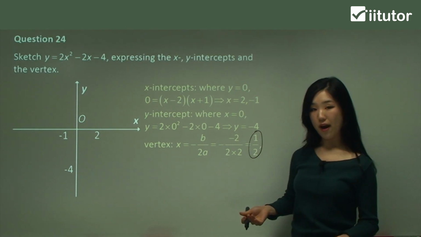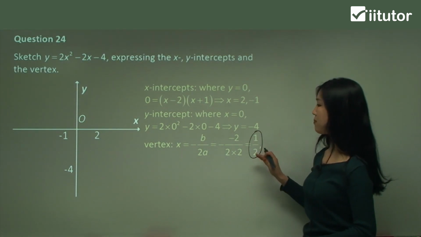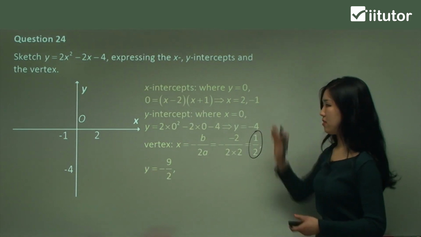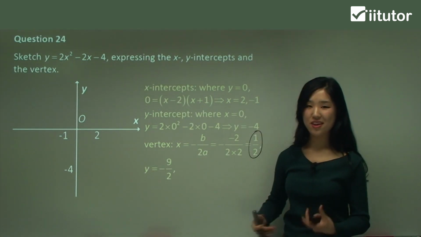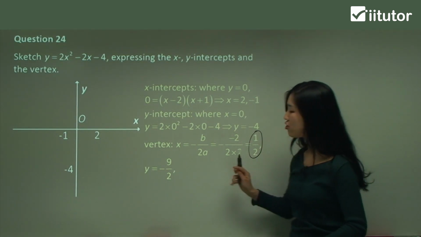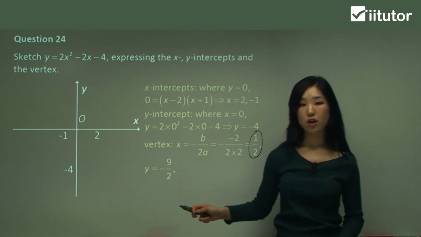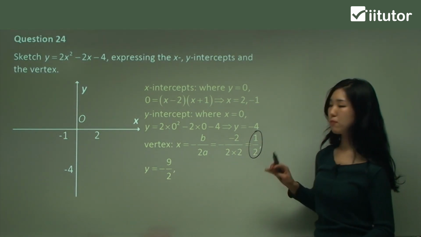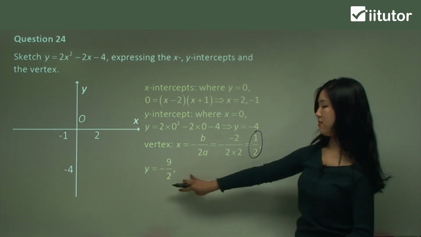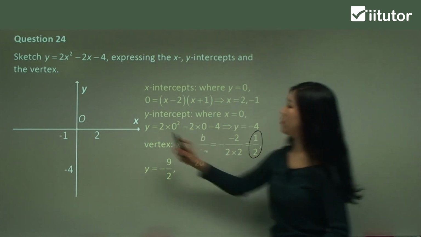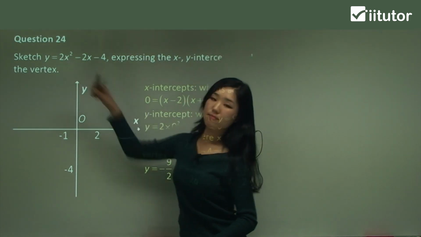We need to find the y coordinate now. So sub that back into the original equation. I just subbed it in and I'll skip all the algebraic steps. Just put it in, guys. Just be careful and you should get negative 9 on 2. I'm just going to skip all the calculations because it's a lot tedious, but do check and see if you get that one, by putting half into the values of x.